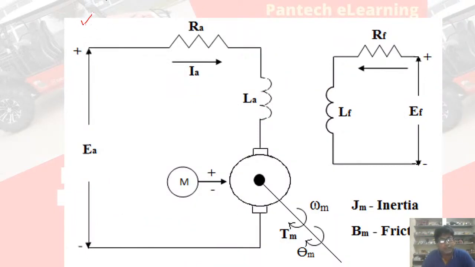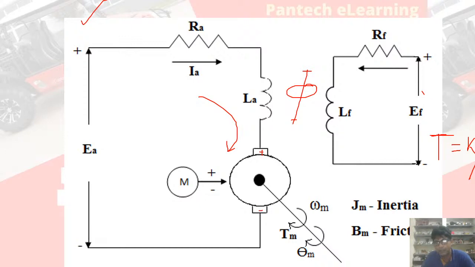So this is the equivalent circuit of a separately excited DC motor. This is the field side which is producing the flux, everybody knows it, and this is the armature current, this is the brush. Now the torque produced by the machine is equal to some constant into this flux into the armature current.